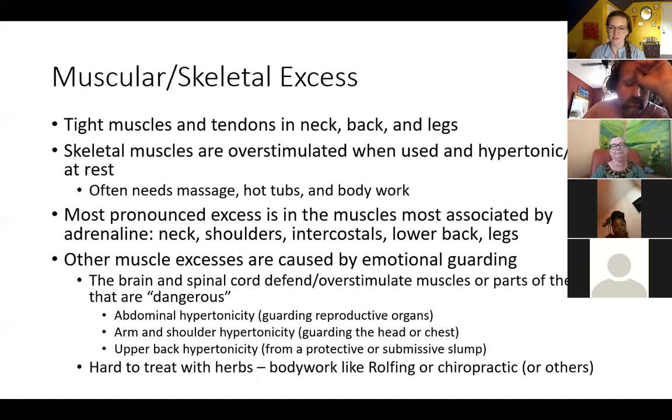Does Rolfing, like chiropractic work, release a lot of toxins? At least for me it does. Does Rolfing do the same thing? You bet. So does massage. So does a hot tub. Those all release metabolic toxins within us.